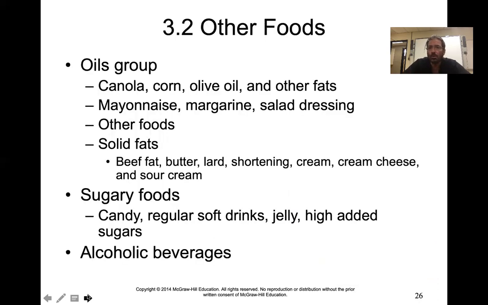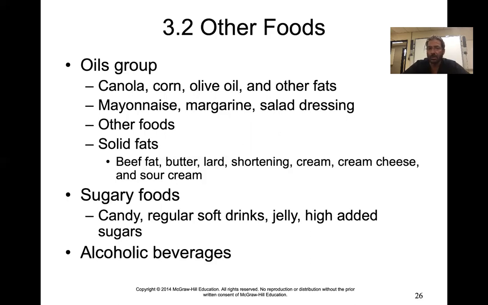Okay, so the oil group would be your canola oil, corn oil, olive oil, and other fats. There's some controversy about canola oil being cancer-causing. Corn oil, you can have a conversation about genetically modified corn. Olive oil, probably the healthiest at the moment, but it depends on whether it's virgin olive oil, first pressed, second pressed. Avocado oil is big now. Coconut oil is big and up and coming.